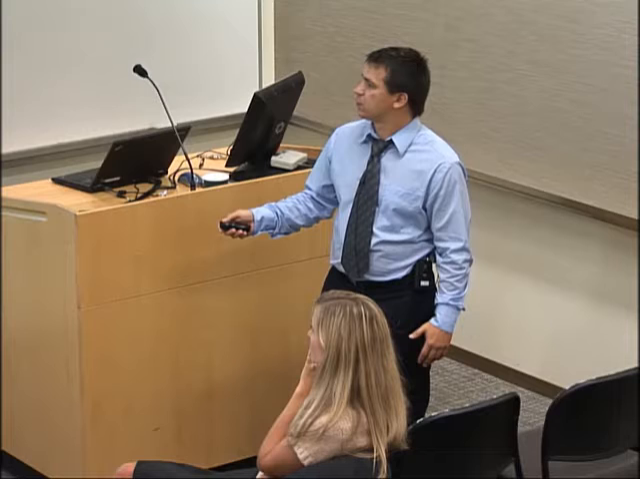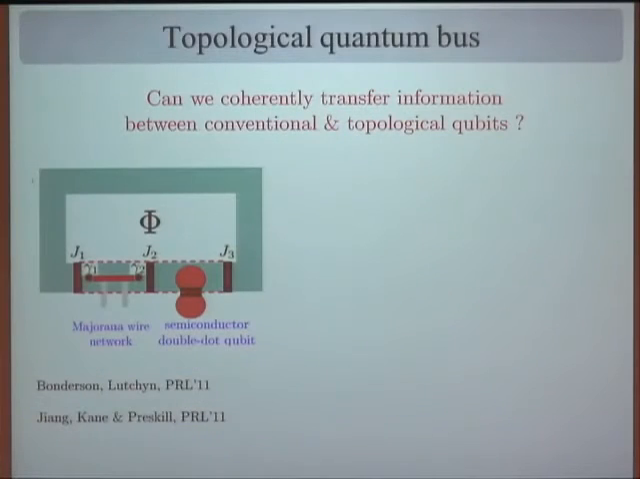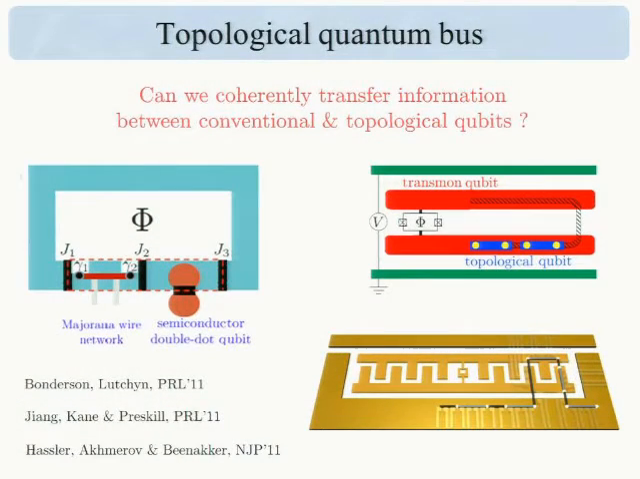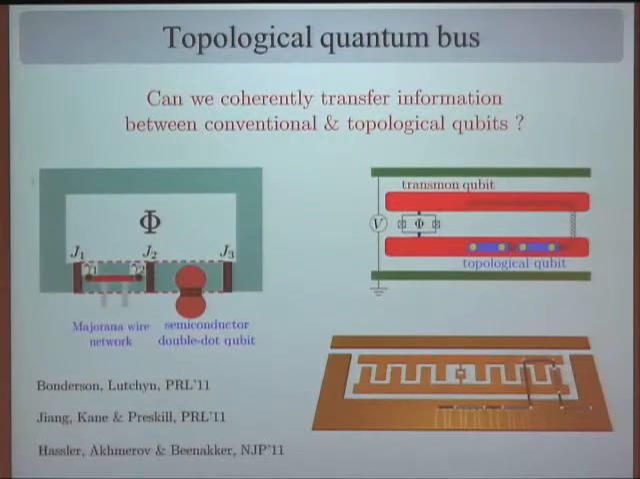Again, it really helps that these are superconducting systems. Here's, for example, a proposal to couple a semiconductor double dot qubit, where essentially the state is encoded by the presence or absence of an electron on this dot. So that's one proposal. Another proposal is to couple this wire network with a so-called transmon qubit, which is just the generalization of a charged qubit in superconductors. But what is interesting is that one can then couple these superconductors to photons.